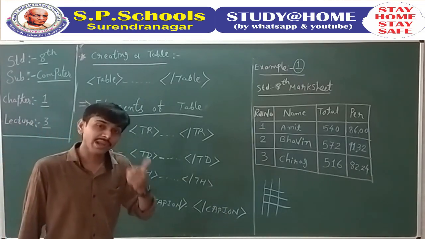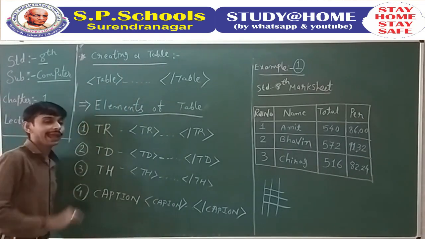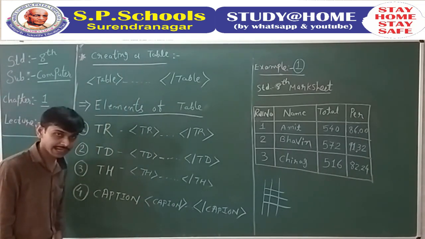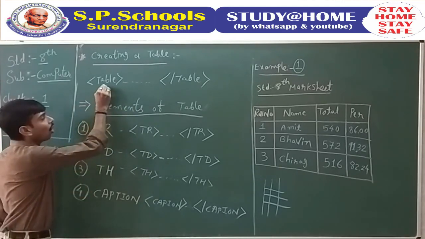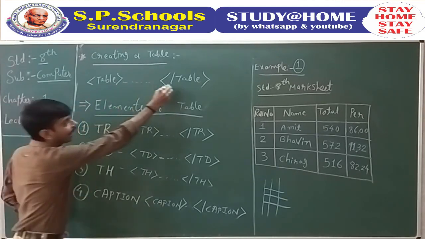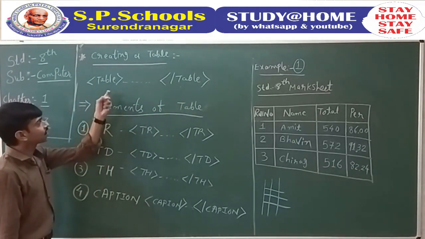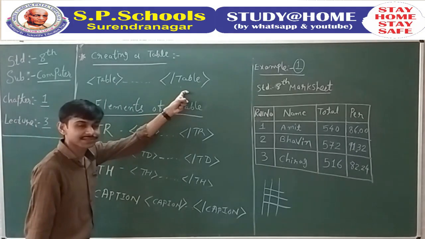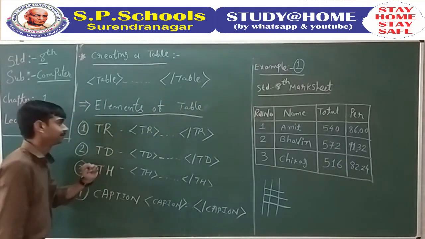Here a table is represented by the table element. And the table element is represented by the opening table tag and the closing table tag. This is known as the opening of the table tag and this is known as the closing of the table tag.